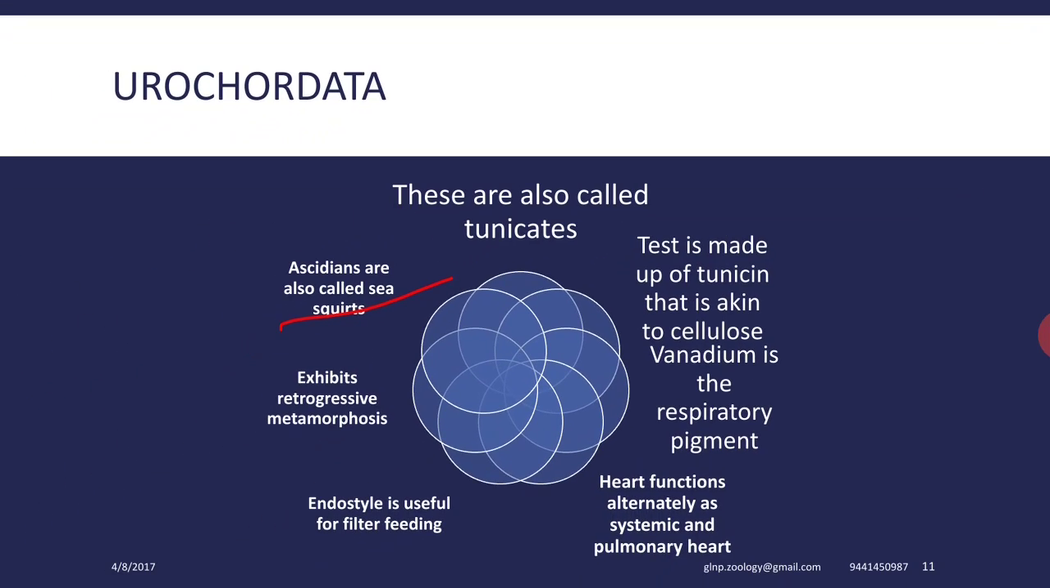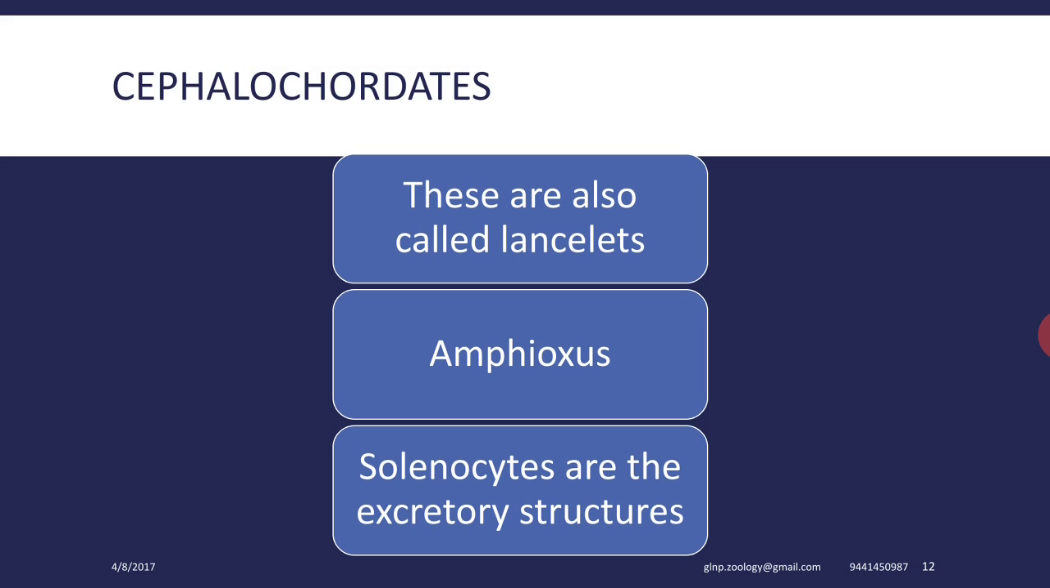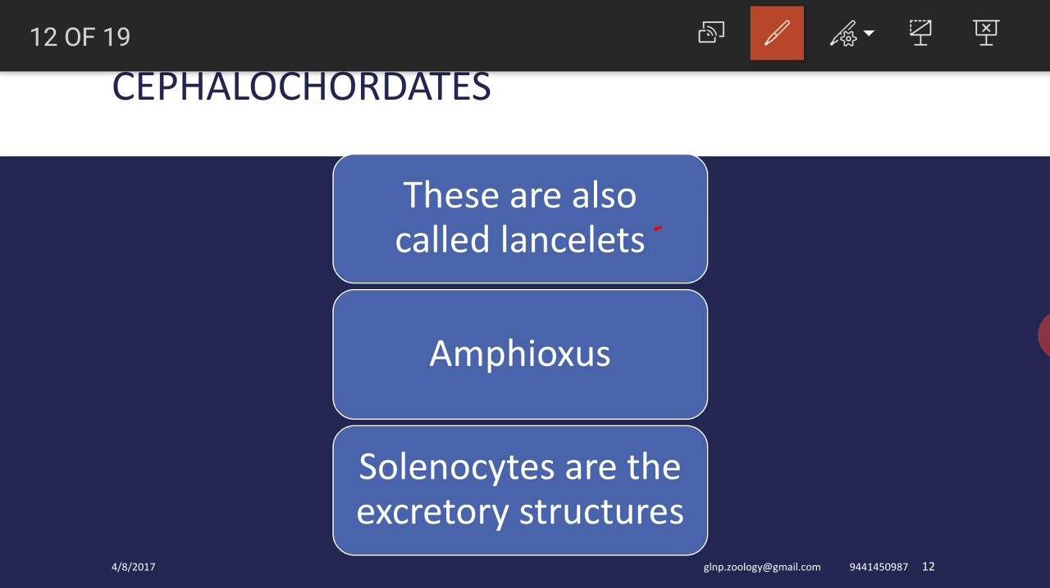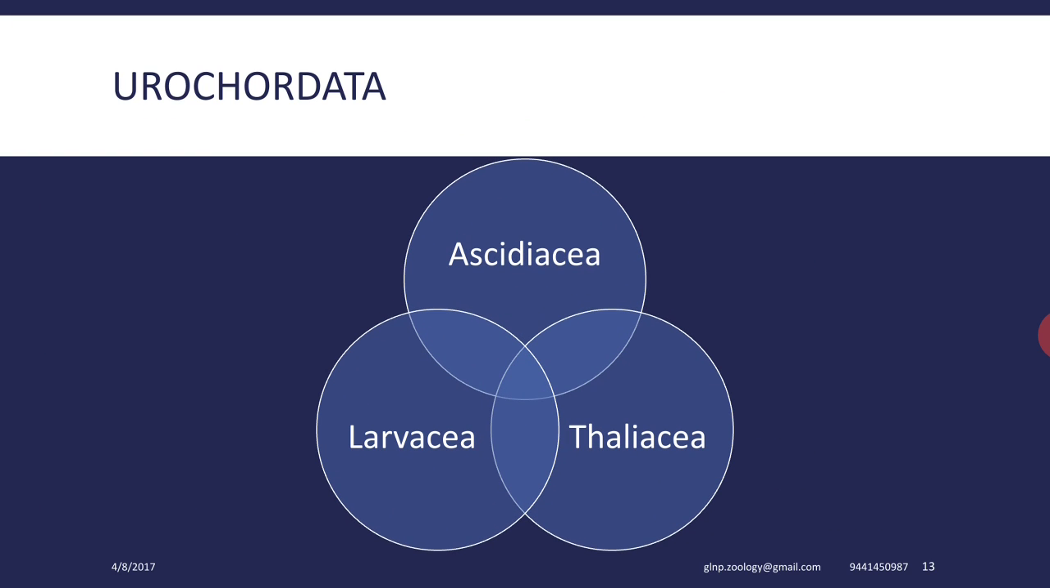Coming to the next slide, cephalochordates, these are also called lancelets. Amphioxus is the best example. Solenocytes are the excretory structures. And of course, urochordates are divided into Ascidiacea, Larvacea, and Thaliacea.